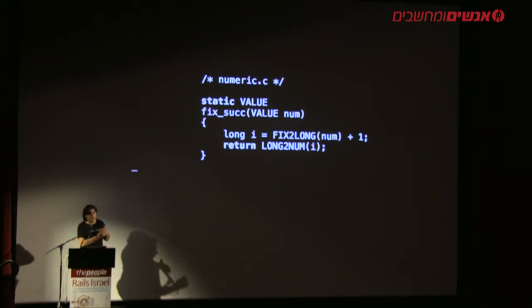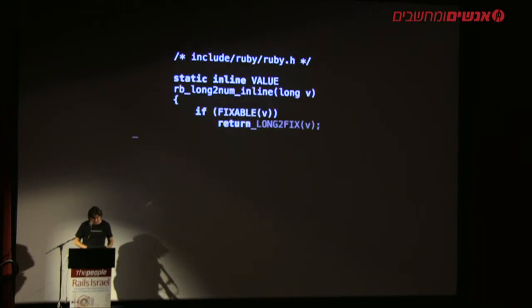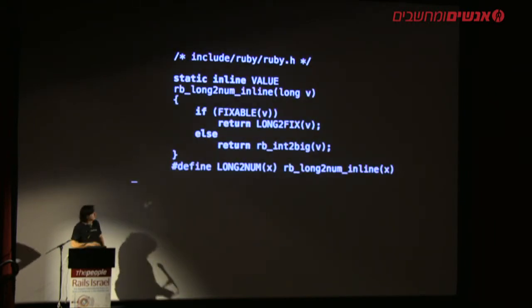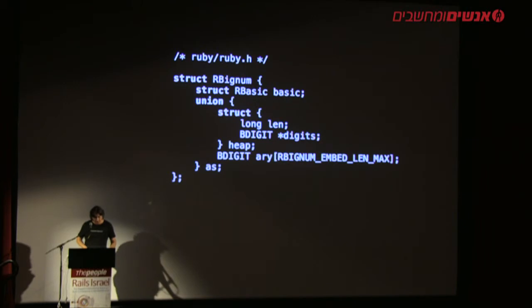If you get an integer that is too big, MRI just switches to another representation transparently for you. This is the successor function, which gives you the next integer given a previous integer. If the next one is fixable, which means it is representable within this range, it will do that. Otherwise, it will promote it to a bignum.